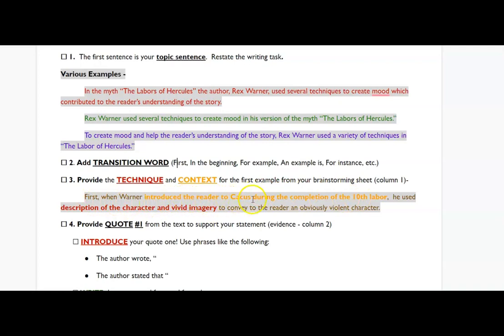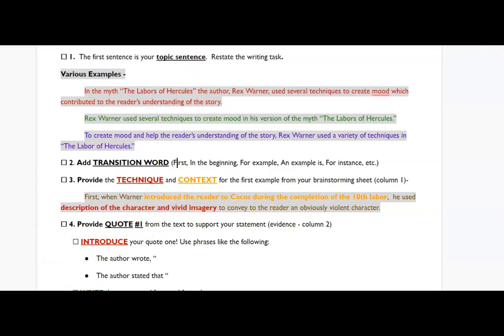First, when Warner introduced the reader to Caucus during the completion of the 10th labor. So I'm including the name of the character that I'm talking about, the 10th labor, when it happened in the story. He used description of character and vivid imagery to convey to the reader an obviously violent character. Okay. Then I'm going to provide my quote.